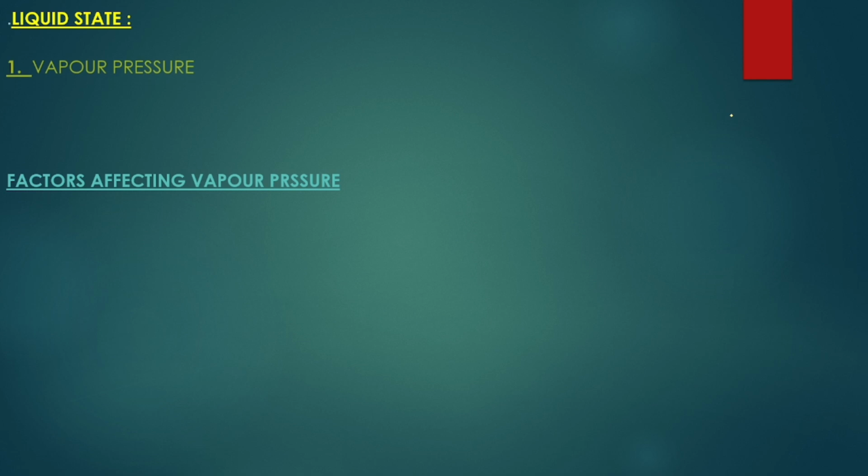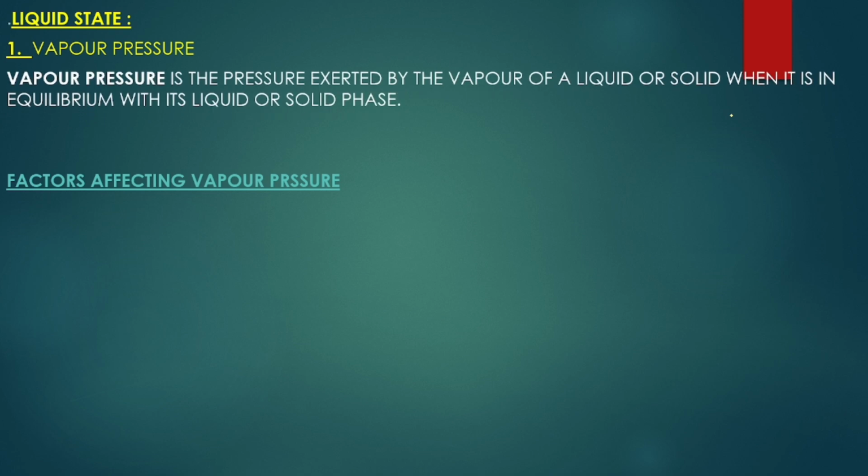In that liquid state, a few applications are there. Vapor pressure. Vapor pressure is the pressure exerted by the vapors of a liquid or solid when it is in equilibrium with its liquid or solid phase. Generally, when vapors are in equilibrium with both liquid and vapor, then it is called vapor pressure.